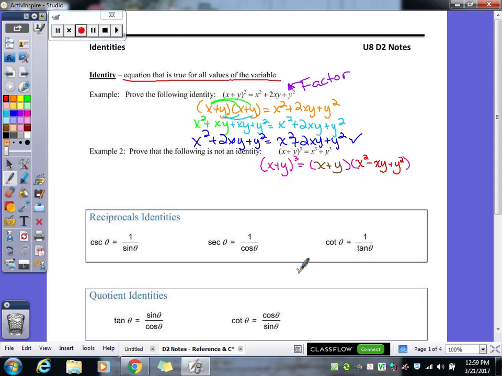Now, could I factor x squared minus xy plus y squared again? No, that's not factorable again. So are these the same thing? No. So that's not an identity because it's not the same thing. So that's not going to work out every single time.